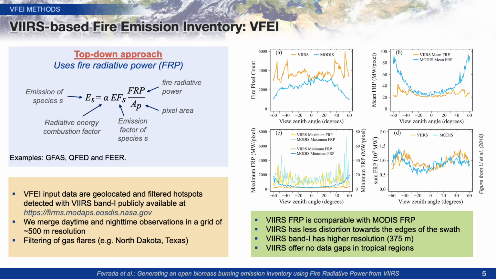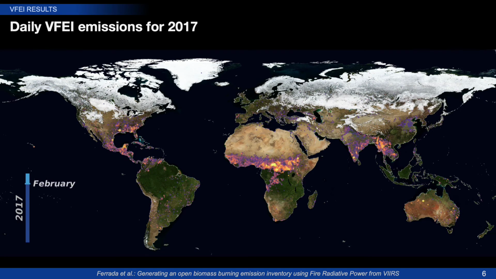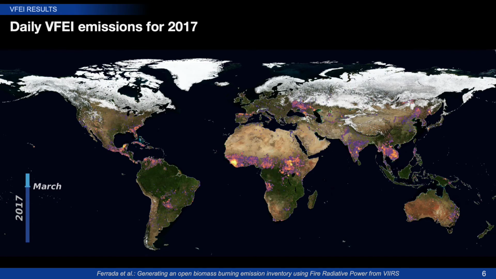The paper from Lee et al. 2018 shows that FRP values from VIIRS are comparable to those of MODIS, plus the advantages of having less distortion at the edges of the swath, higher resolution, which is ideal for detecting small fires, and no data gaps in the tropics. The results are daily global emissions at resolutions of around 500 meters. We have produced emissions since early 2012 to 2020 based on VIIRS NPP.